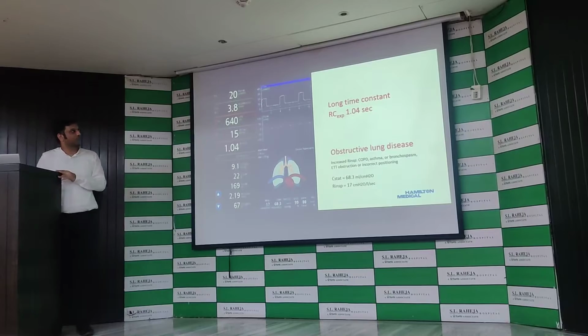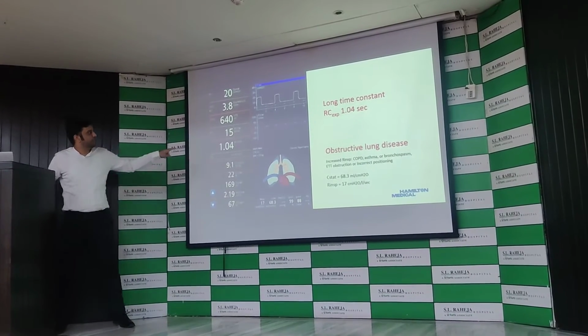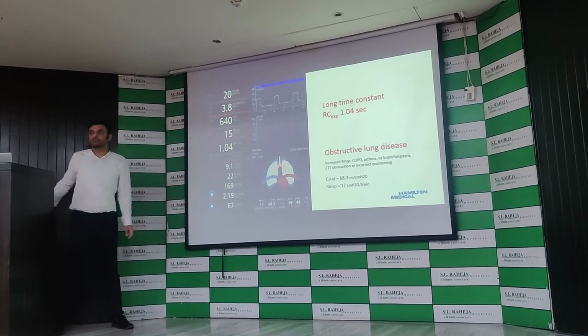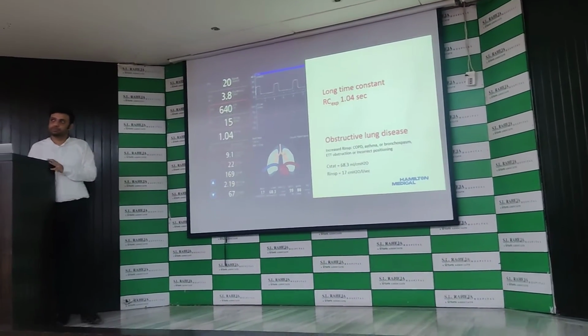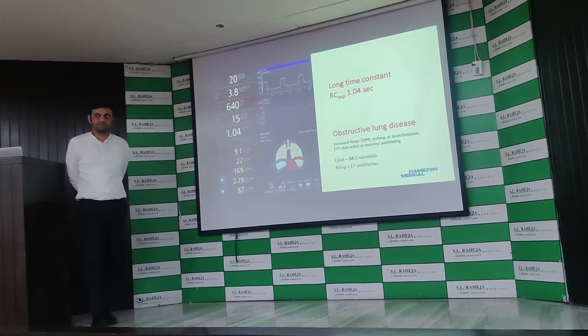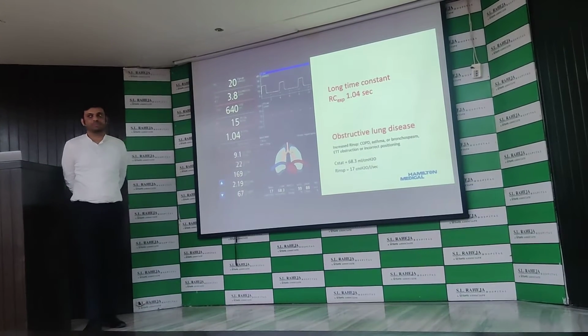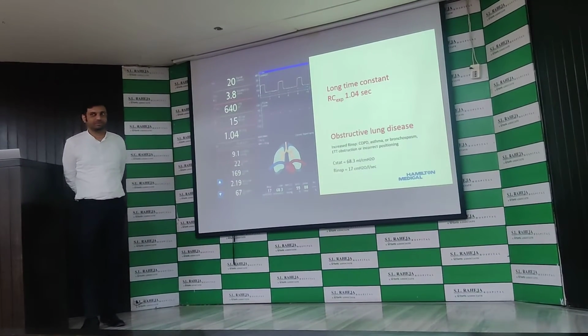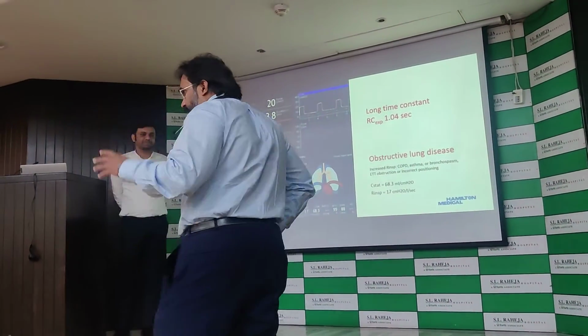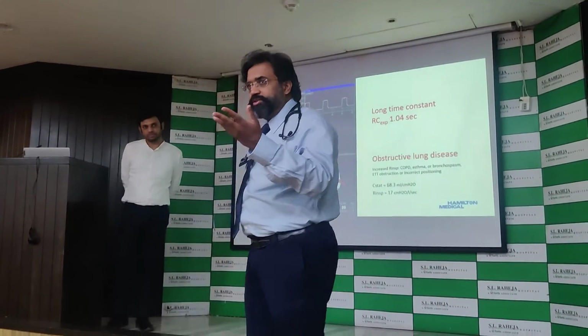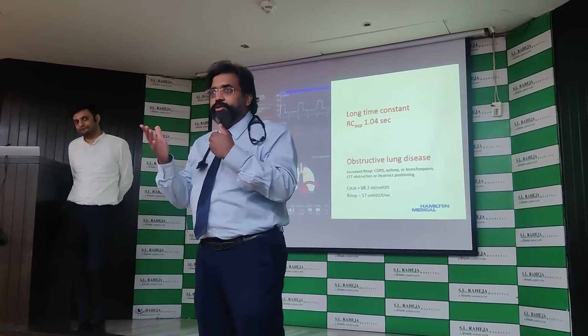The same thing is explained for the long time constant. Here you see we have 1.04, which is too long, for the obstructive. I actually want to understand from this machine how I am able to judge my accurate time constant. Now you would have understood: if you have the time constant in your hand, you know how your I:E ratio should be changed.